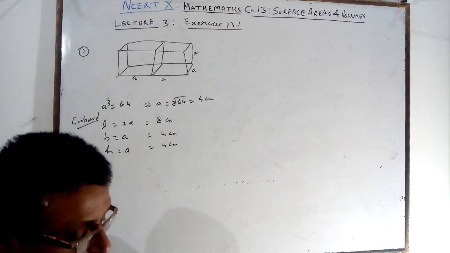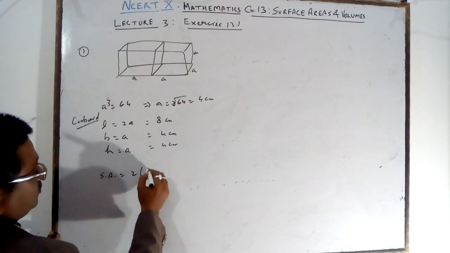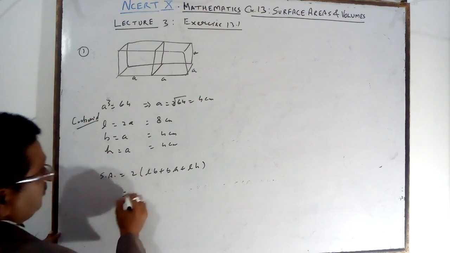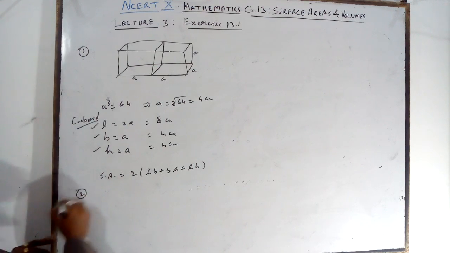Find the surface area. Surface area of a cuboid is 2(lb plus bh plus lh). L, b and h you will put here and get your answer.